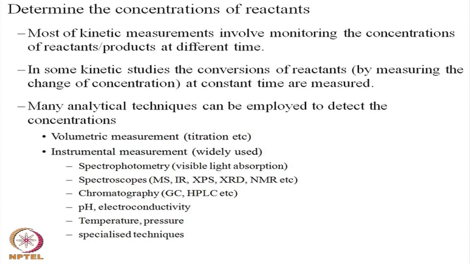Many analytical techniques can be employed to detect concentration. One is volumetric measurement, as I told you, that simple titrations are used to find out the concentration. Maybe acid base titration, maybe precipitation titration, maybe conductometric titration. Maybe there are several ways. Maybe pH metry, with time you find out how pH is changing with time. That can also be a good way of looking into the concentration. Okay, so this is the volumetric measurement.